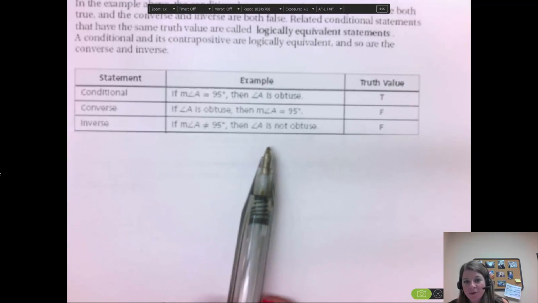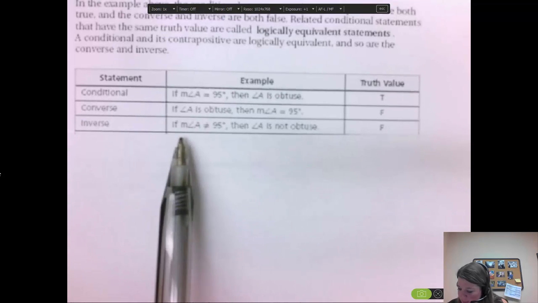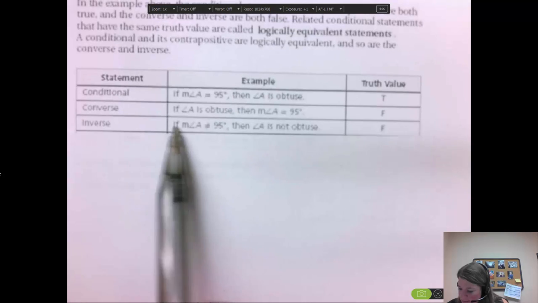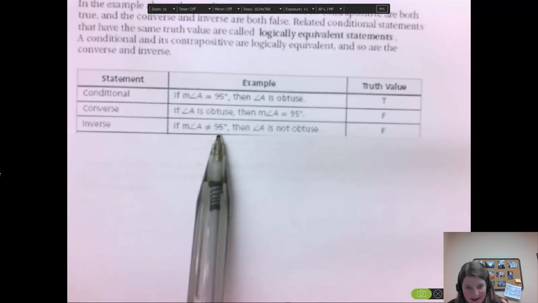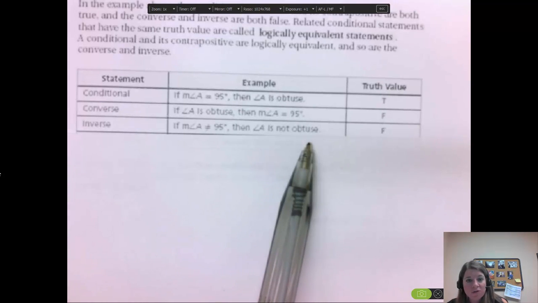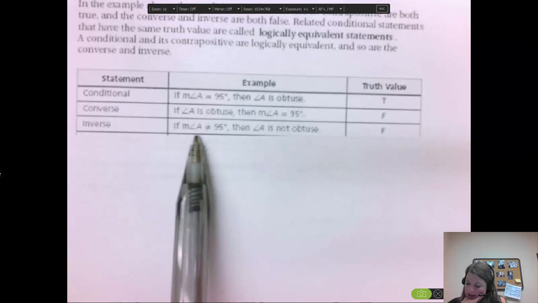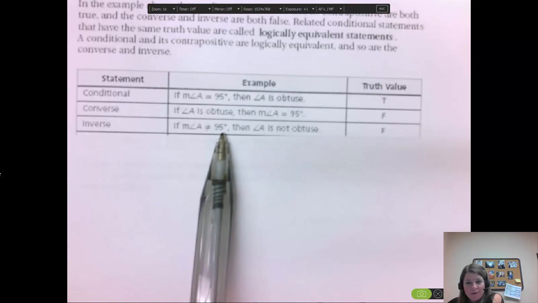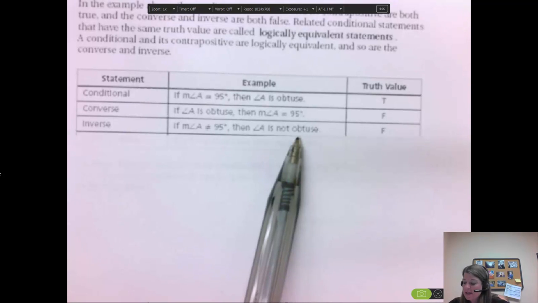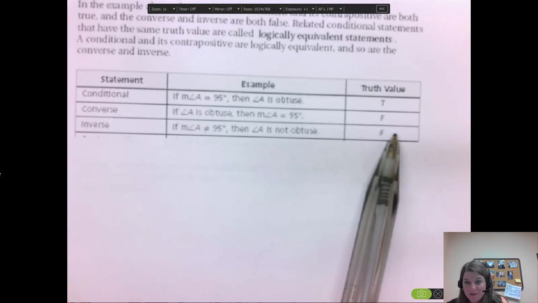Now the inverse. I have to look close at this. You take this and do the opposite. If the measure of angle A is not 95, then A is not obtuse. Well, can you think of an A that is not 95 but is obtuse? That would be a counterexample. Well, sure, 92 is not 95 and it is obtuse. So the inverse is false.